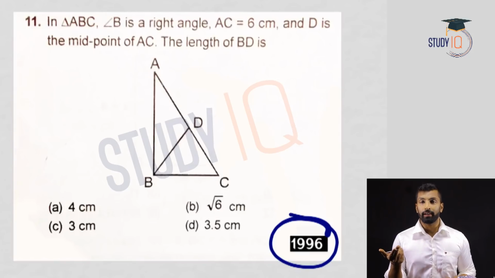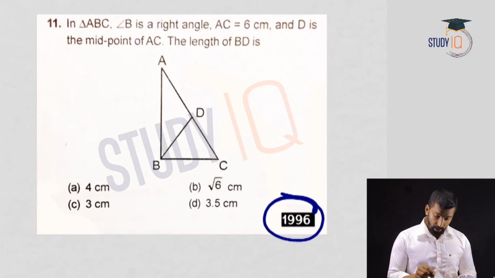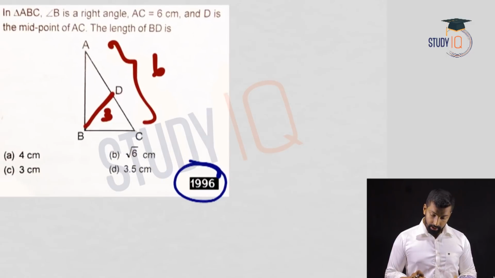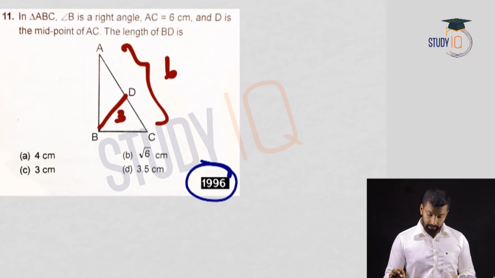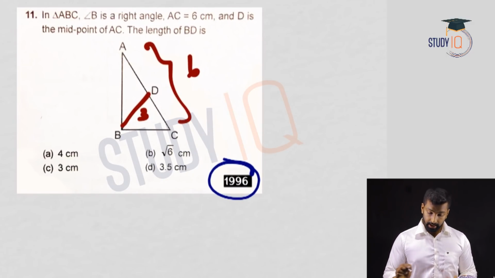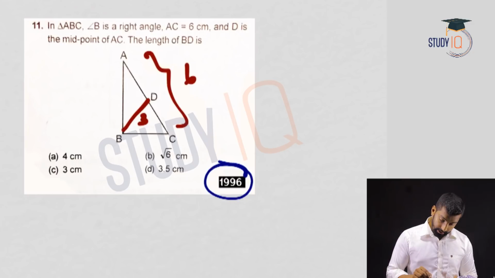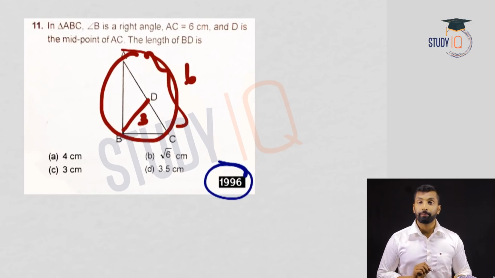Now you don't want 1 minute, you just need 5 seconds to solve this question. We have already discussed this as a property. So how will you solve? What is given? AC is given as 6. So what is this length? This will be 3. It will be half of the hypotenuse, right? Keeping D, that midpoint, as the center, if you draw a circle, that circle will touch all the 3 points. It is actually a circumcircle.